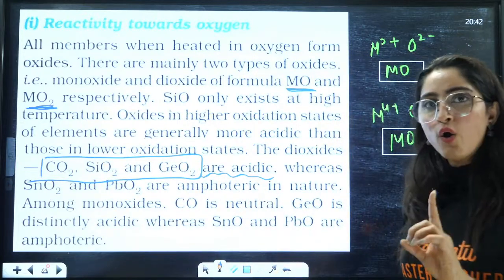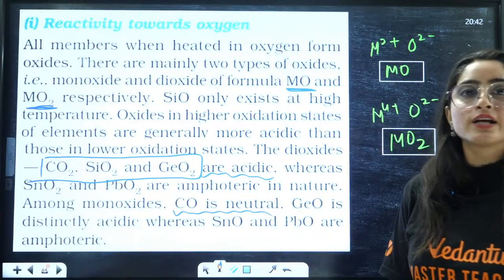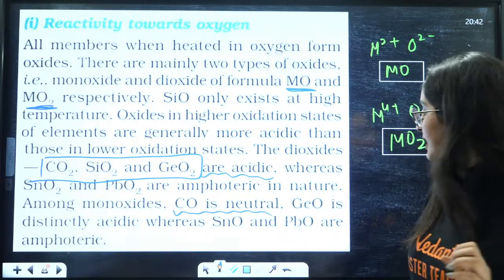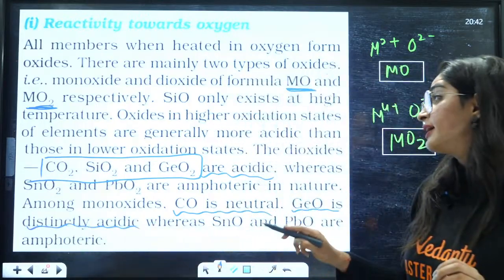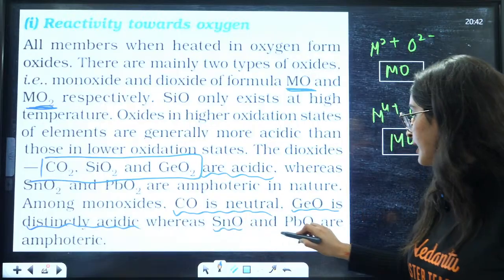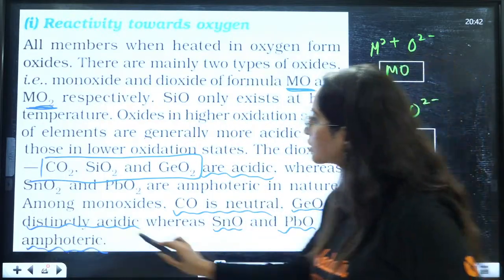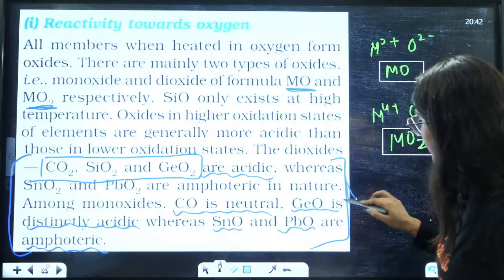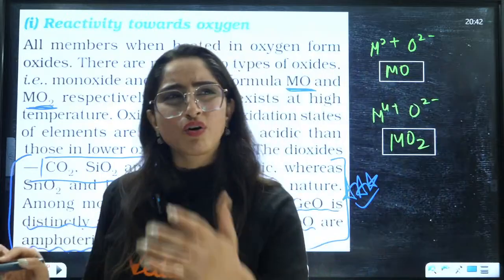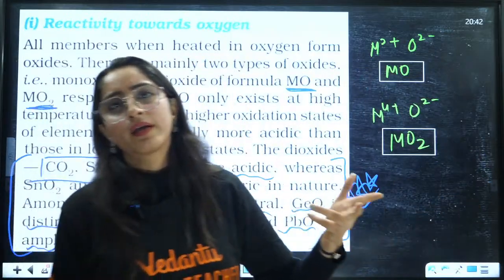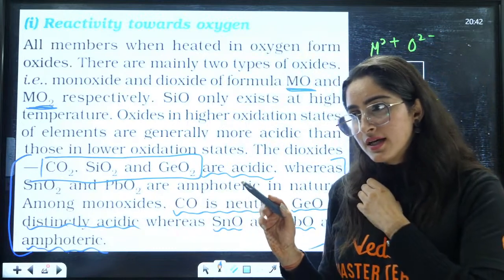Very, very important: carbon monoxide is neutral in nature, right? Then germanium oxide is distinctly acidic, whereas tin and lead oxides are amphoteric in nature. From here also questions are asked. Very important. Questions like match the following, which of the following is acidic, which of the following is a neutral oxide. These kinds of questions can be asked, right?